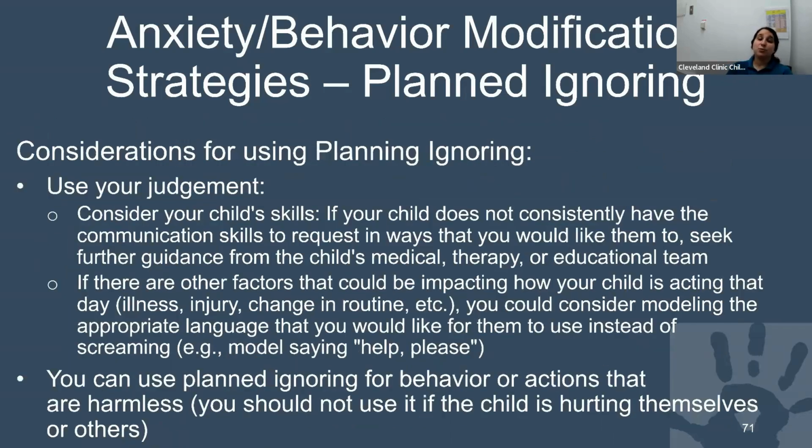With that said, it's really important to use your judgment. Planned ignoring can be helpful, but what if your child doesn't maybe have the communication skills yet to do something? Or maybe they do at times, but it isn't consistent. Maybe at times your kiddo is able to say help, but sometimes if they're very overwhelmed, they can't think of what to say. And maybe they have a device that helps them communicate, but maybe their device is charging right now. So it's important to consider your kiddo's skills, your kiddo's medical needs and body needs.